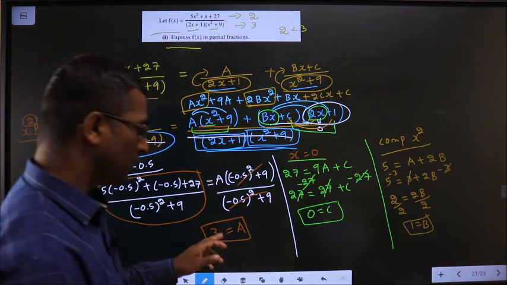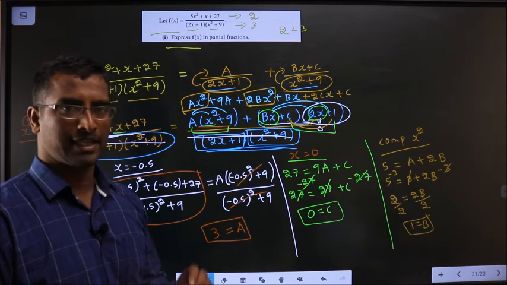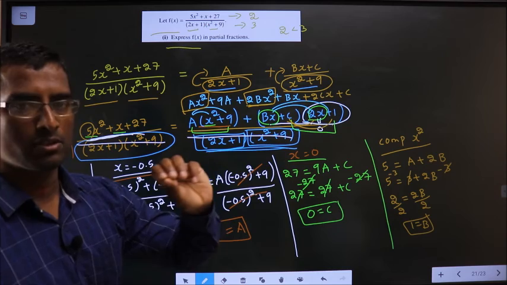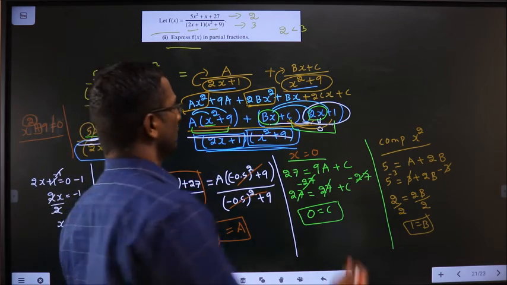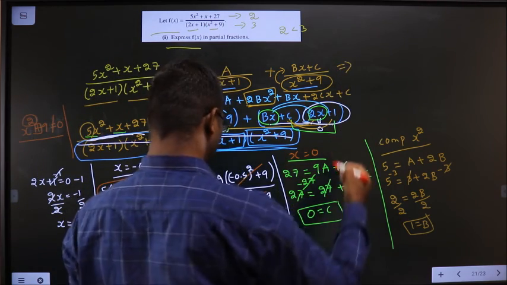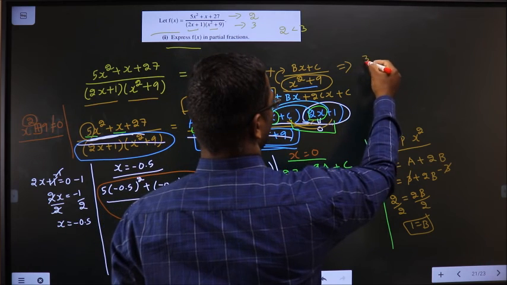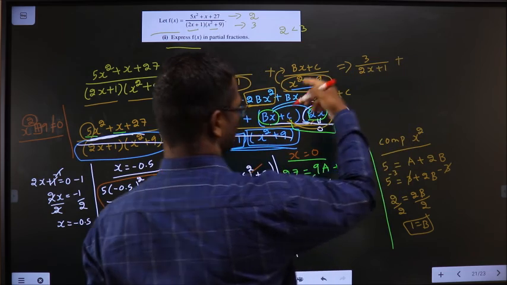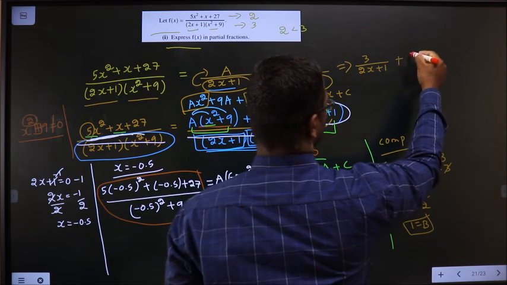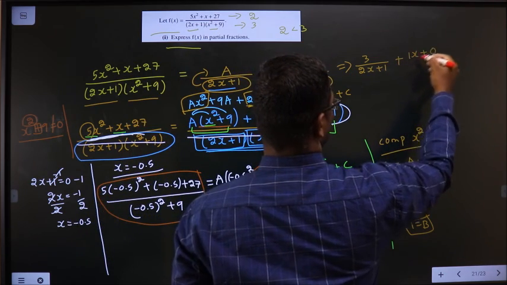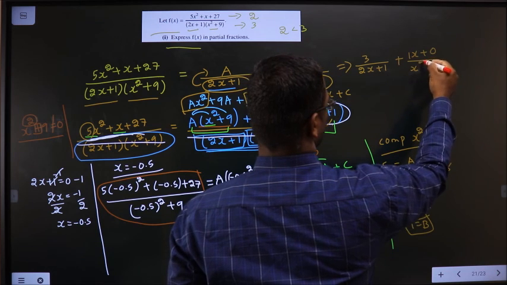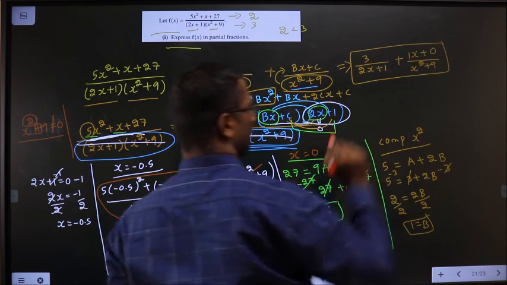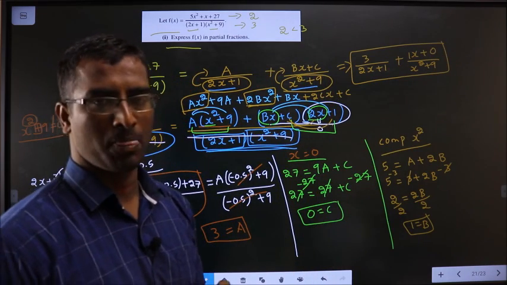Clear? Once we found the values of a, b and c, our final answer should be replacing these values in this. So final answer is a is 3. So 3 by 2x plus 1 plus b is 1, c is 0 by x square plus 9. Thus, this is our answer. Okay.